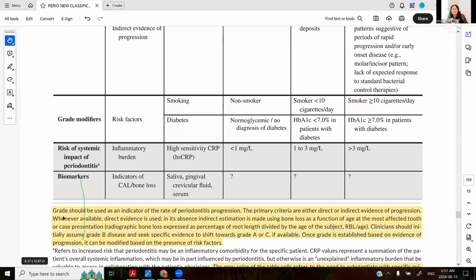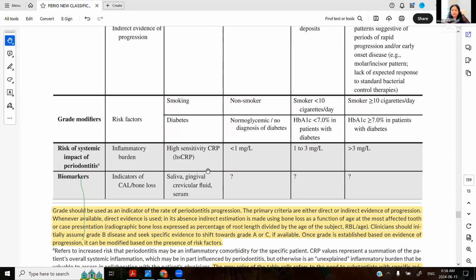Grade should be used as an indicator of the rate of periodontitis progression. The primary criteria are either direct or indirect evidence of progression. When you don't have direct evidence like smoking or diabetes, then use the criteria of percentage bone loss and the age of the patient to get your grade. Bone loss grade 1 less than 0.5 and grade 2 0.5 to 1.